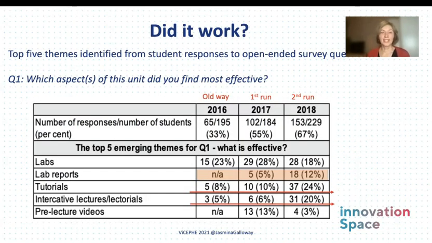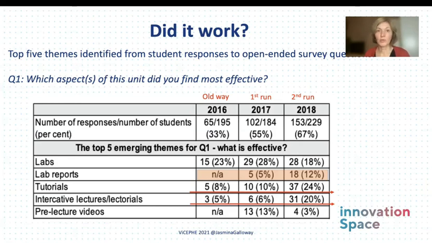So did it work in the end? I quoted the answers to the open-ended question in the end of year survey from 2016, when we still ran the unit in the old way, and then 2017 and 18, when we introduced the reflection reports. So in this table, I list the top 5 themes identified through inductive coding of open-ended answers to the question, which aspect of the unit did you find most effective? In each of the 3 years, we had a similar number of students, around 200. And as you can see, the rate of response has been increasing, maybe because our students are learning the value of feedback, and we're encouraging them always to give feedback to us.